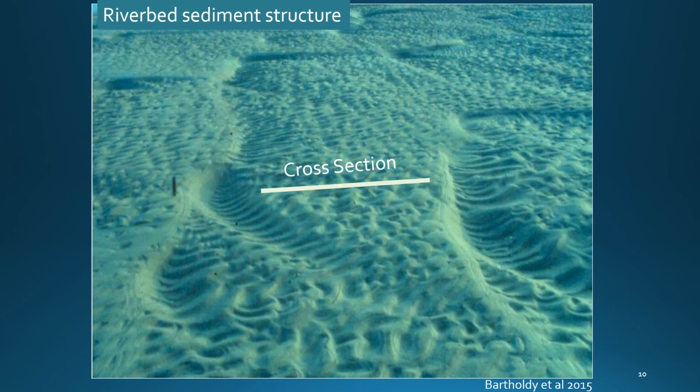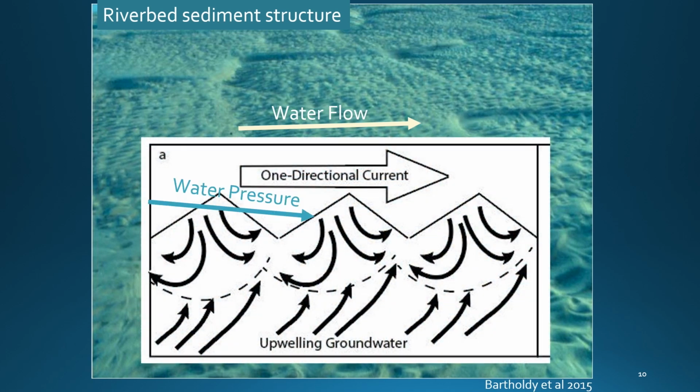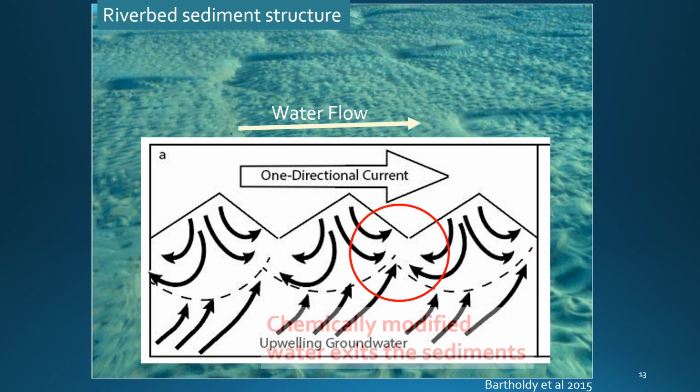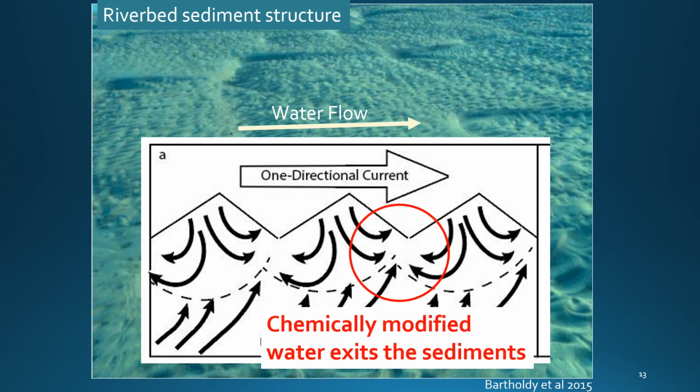As water flows in one direction, water pressure drives surface water into the sediments, where it meets upwelling groundwater to create a zone of important chemical reactions, which can help remove excess nutrients like nitrogen before the chemically modified water exits the sediments and returns to the surface water.